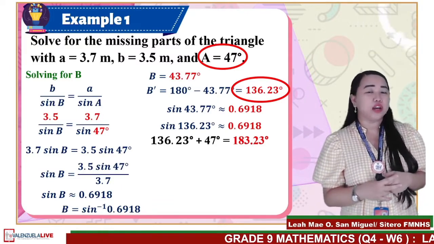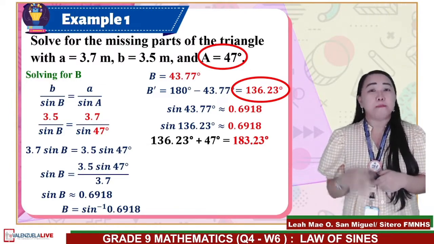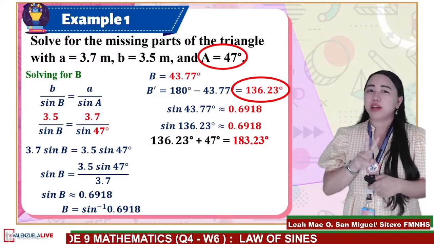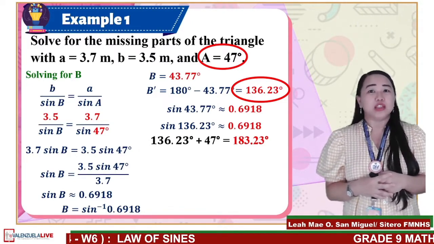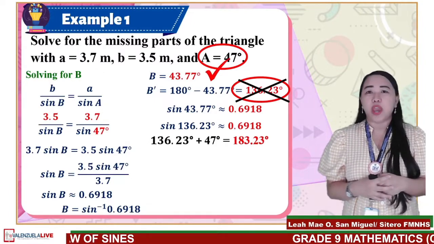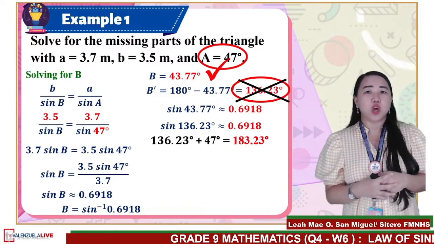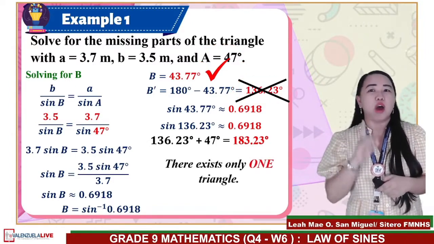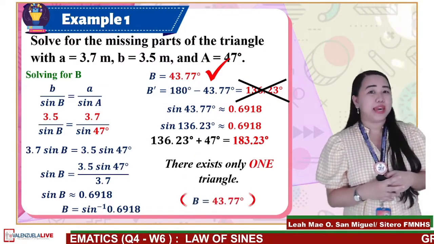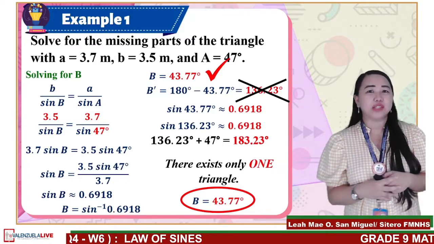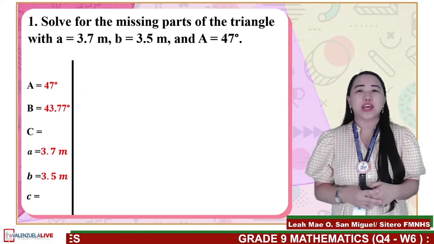the three interior angles of a triangle must not exceed 180 degrees. But with this, by using only two angles, the sum exceeds 180 degrees. Thus, 136.23 degrees cannot be an angle of the given triangles. Hence, we can conclude that there is only one triangle exists. Then, the measure of angle B is 43.77 degrees. We now have the measure of two angles and two sides.